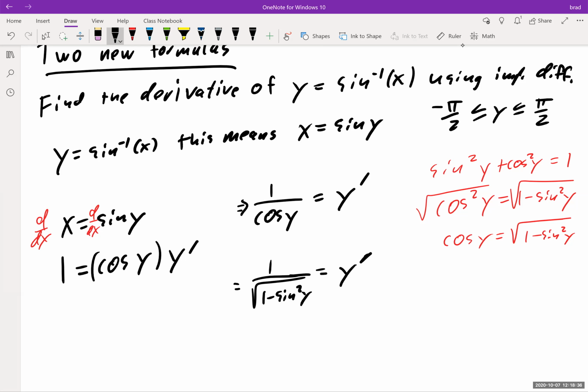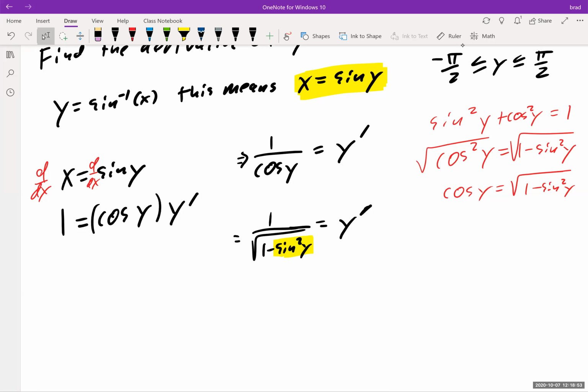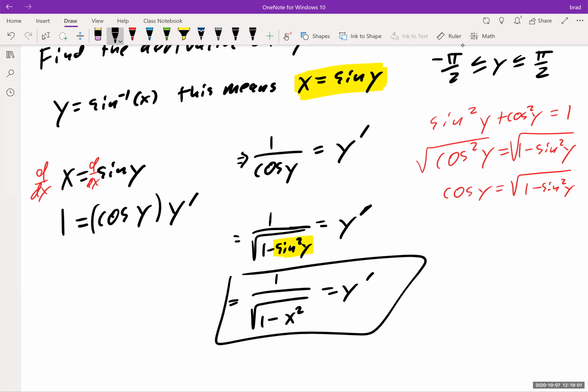However, go way back to the beginning. Didn't we say that this implies that x is equal to sine of y? And I see a sine of y right here. It just so happens to be sine of y squared, or sine squared y. So what I'm going to do is replace the sine of y with x. So this will now become 1 over the square root of 1 minus x squared equals y prime. I now have my formula.